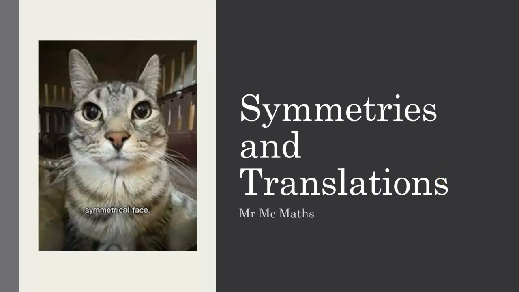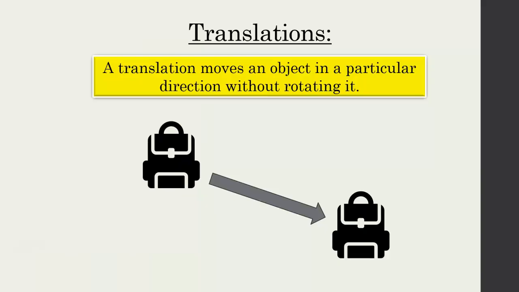Hello. Today we'll be looking at symmetries and translations. You might already be familiar with symmetries or symmetrical things, but maybe not translations. So we're going to look firstly at what translations are. Well, a translation moves an object in a particular direction without rotating it.